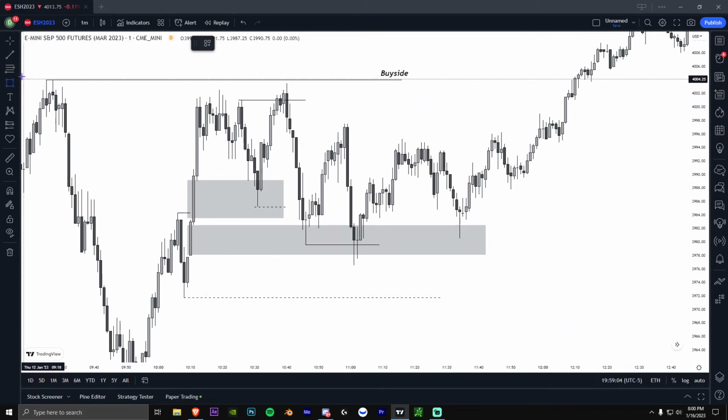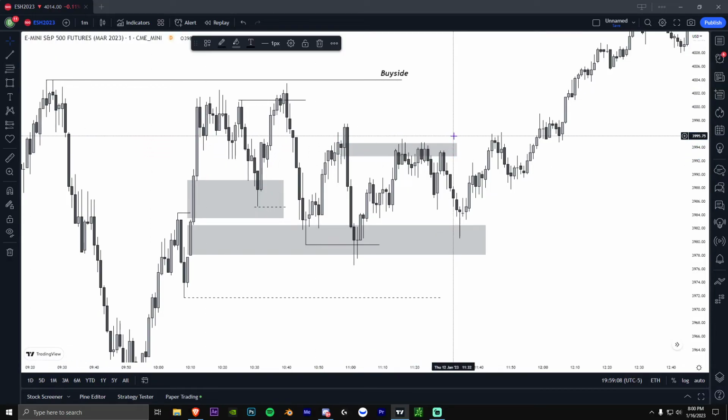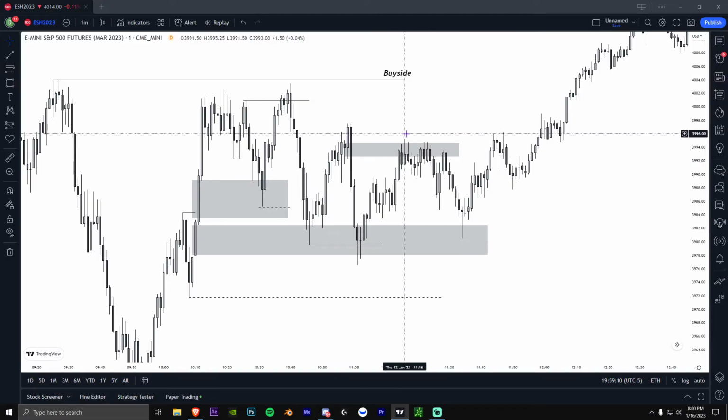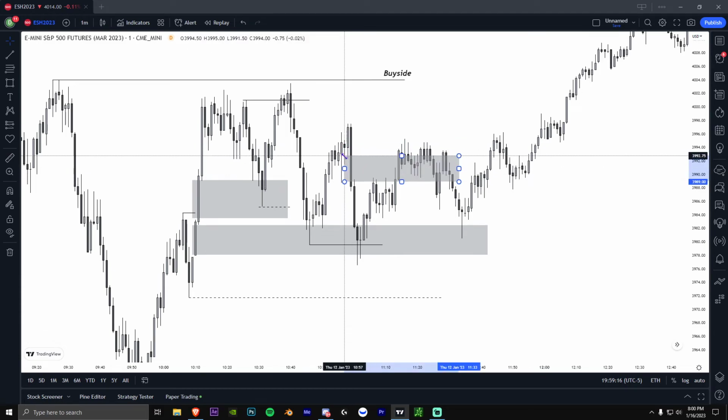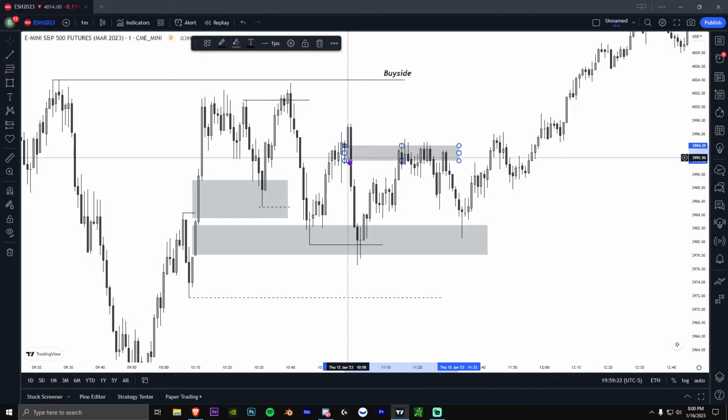And also on the footprint chart, this was a pretty stacked area right here, and I mentioned that in my Discord. On my Twitter, I said this is probably not a good time to trade because, one, this is also a fair value gap, and there's an order block right here. And it was stacked in the footprint chart with a bunch of sellers.